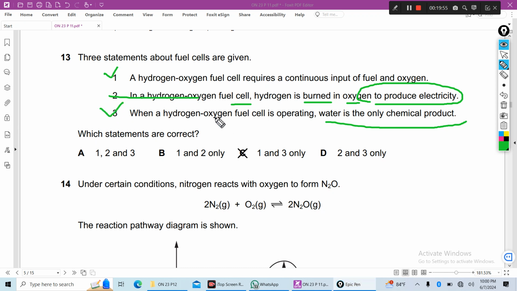Now 3, when a hydrogen oxygen fuel cell is operating, what is the only chemical product? Yes, 3 is the right answer. Hydrogen reacts with oxygen to produce water. So C is the right answer. Whose statements are correct? C is the correct answer. Now 14.